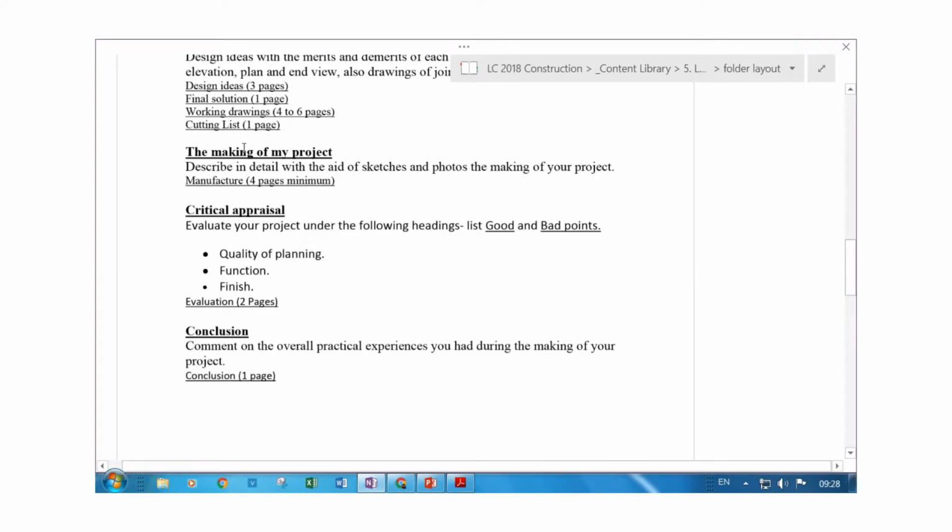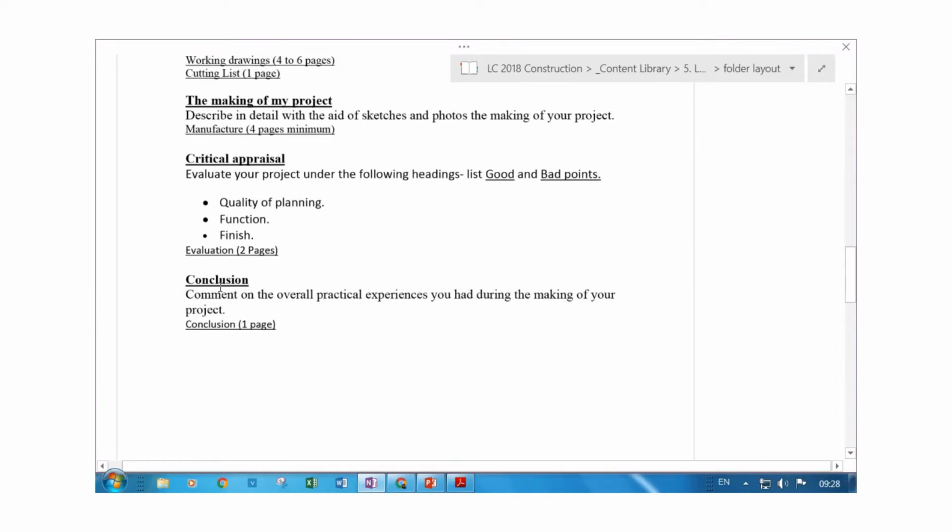Now, what we're looking at today is critical appraisal. So this is to evaluate your project under the following headings. Now, list them as good points and bad points. It's the easiest way to do it. So we'll look at that today. Now, the quality of planning, okay, function, finish. Now, it should be about 2 pages. Okay. Next thing then is conclusion. Conclusion, then comment on your practical experience during the making of your project. And we'll look at how you write that up, and that's to be 1 page.